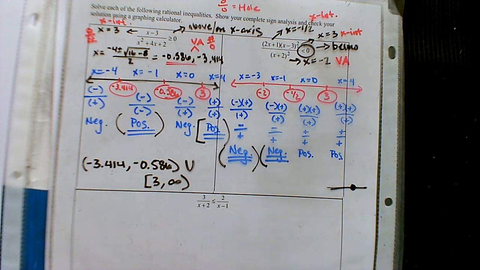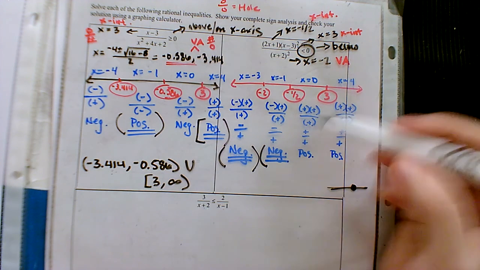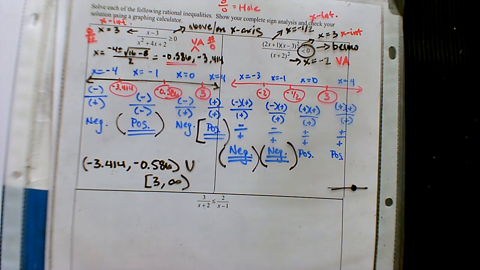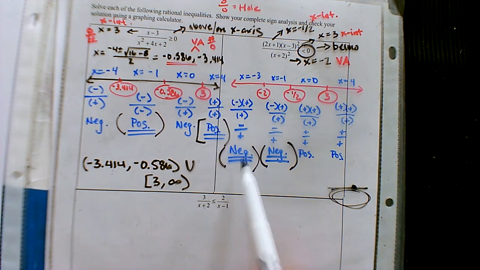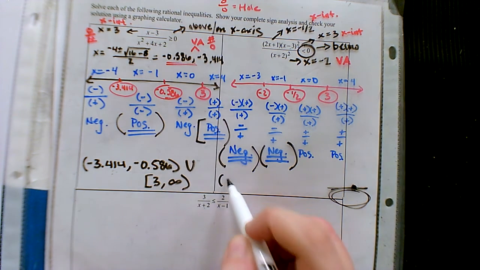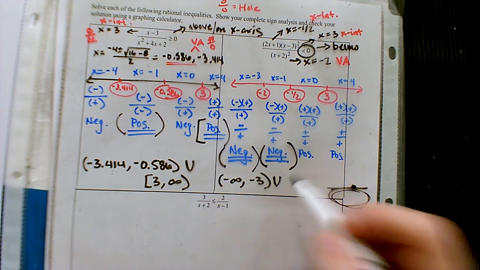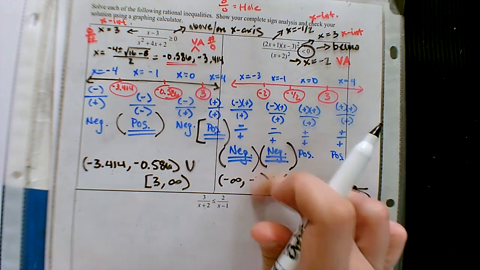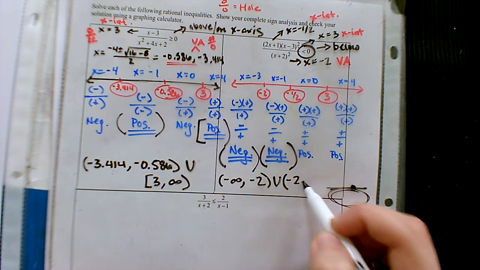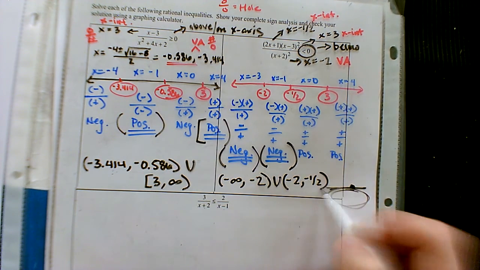If you're on the x-axis, are you below it? No. Okay, so we cannot include that one either. We're strictly looking for points below it, not necessarily on it. So it looks like we're going to have parentheses all the way across these intervals. So we'll write negative infinity to negative 3, throw in our union, and then, I'm sorry, this is negative 2, and then negative 2 to negative 1/2.